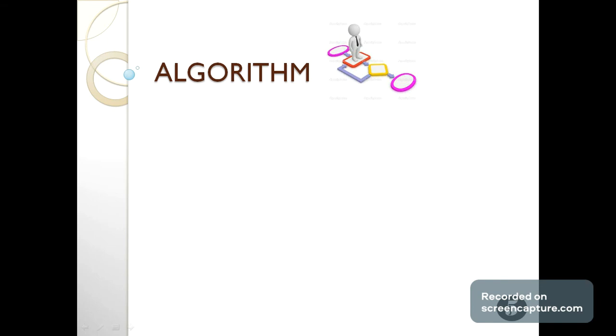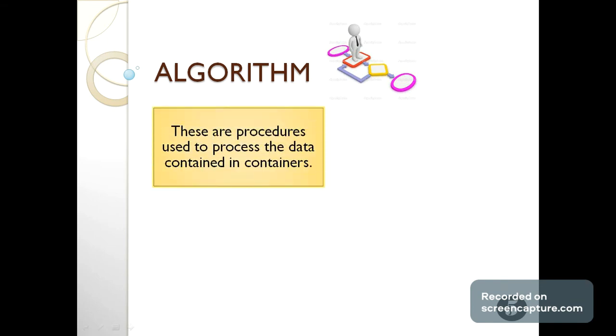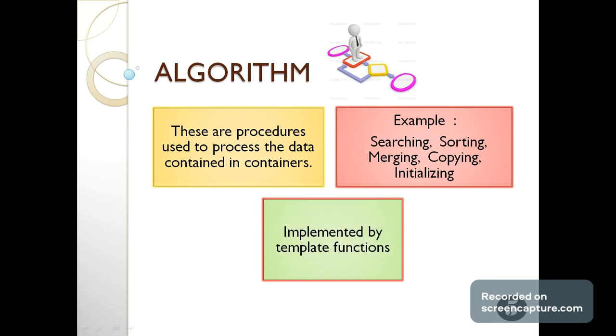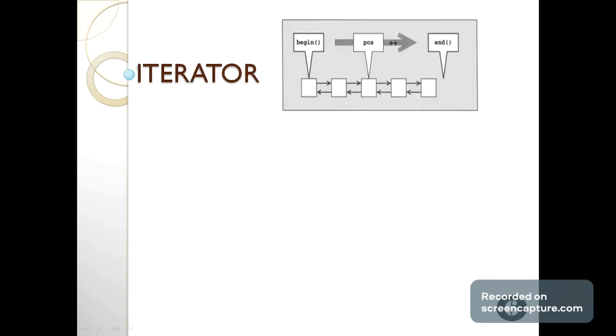Algorithm is the second component of STL, which are actually procedures. As we have seen, containers are classes, whereas algorithms are procedures. An algorithm is a procedure used to process the data stored inside the container, for example searching, sorting, merging, copying and initializing. These are the different operations which can work with algorithms. As they are procedures, they are implemented by function templates.